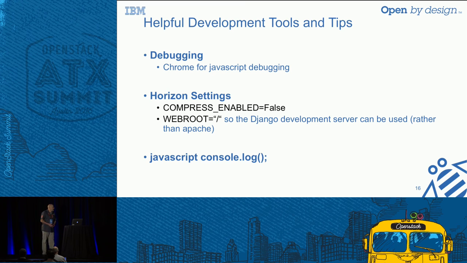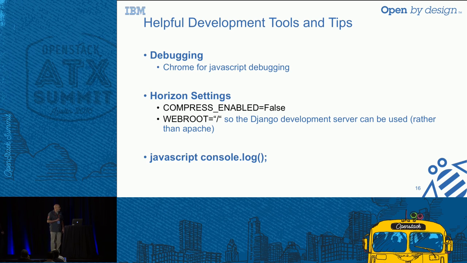There are some Horizon settings that some of us may have adjusted. I want you to be aware of them. So, COMPRESS_ENABLED = False. If we get to the point where we're debugging JavaScript, this is a useful thing to do. When your JavaScript is being served by Django without it, it's all slammed together into one big file with a random looking name. That can be really hard to debug. If you set COMPRESS_ENABLED to False, it's going to keep those separate, and it makes the debugging much easier because what you see in the debugger actually matches your source.